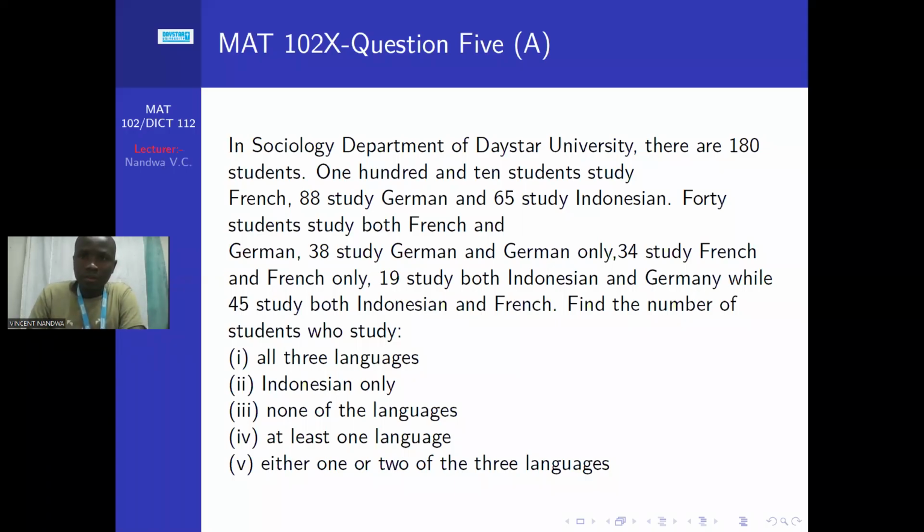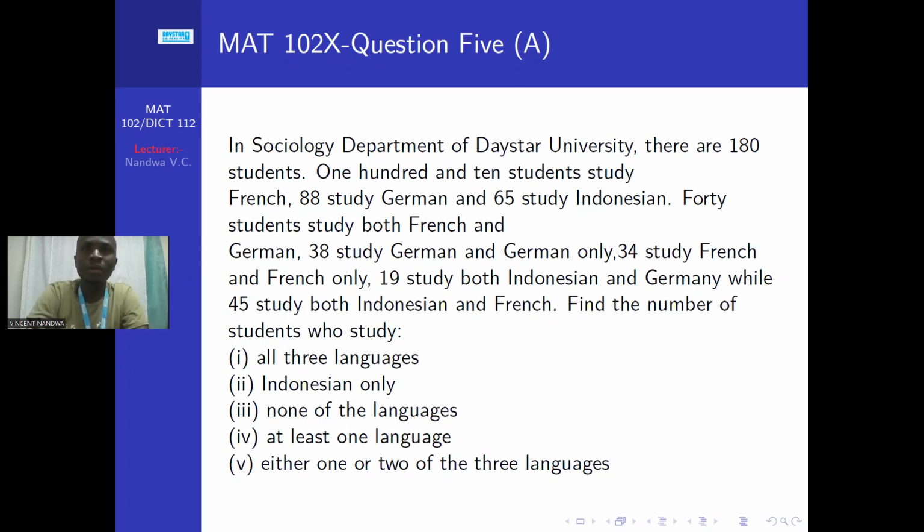In the Sociology Department of Leicester University, there are 180 students. 110 students study French, 88 study German, and 65 study Indonesian. 40 students study both French and German.